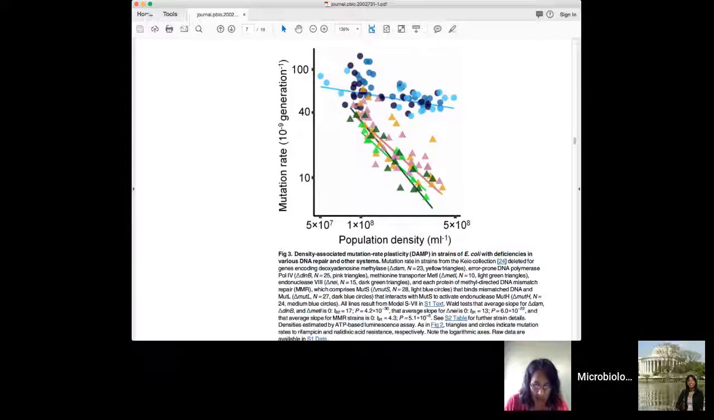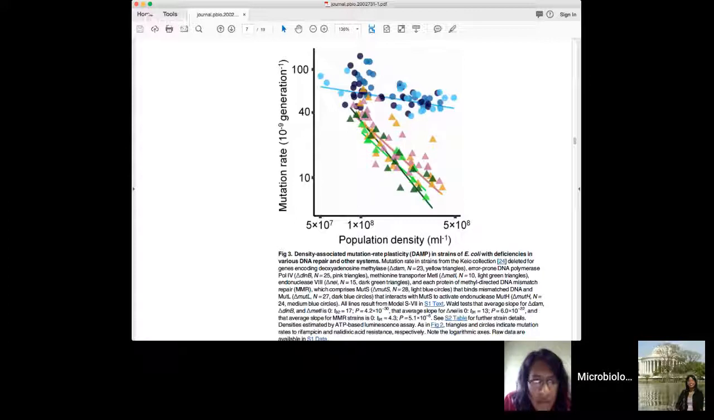My understanding of this is if you knock out parts of the methyl-directed mismatch repair pathway, or genes that are in protein products that are important for that particular repair mechanism, you abolish the DAMP phenotype. And that is shown by the fact that the slope of the dark blue and light blue circles is approaching 0, instead of having this very clear slope that shows the relationship between mutation rate and population density.